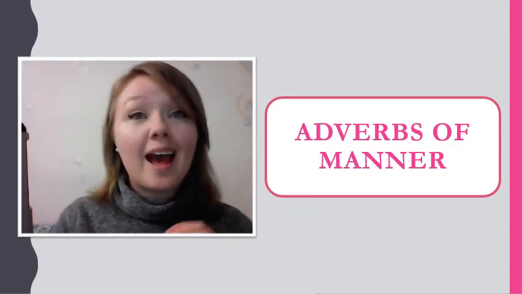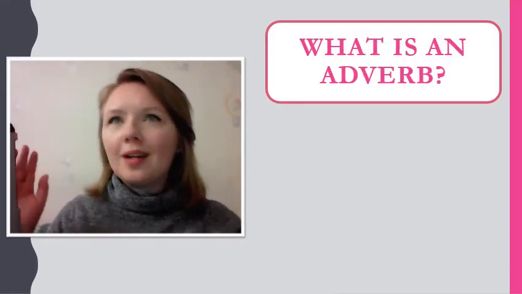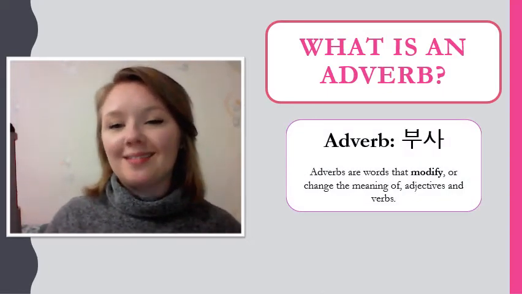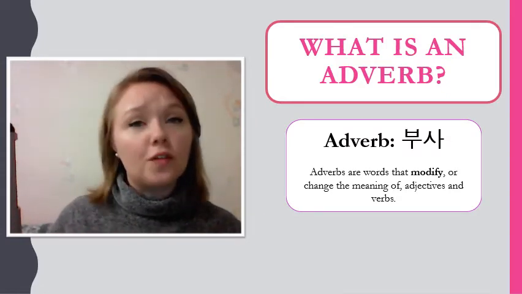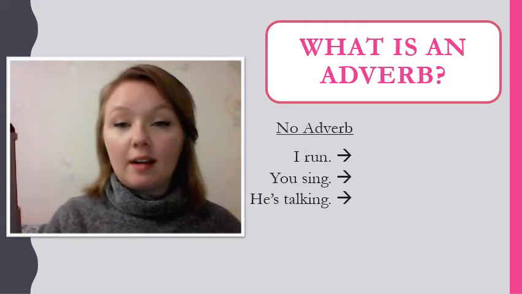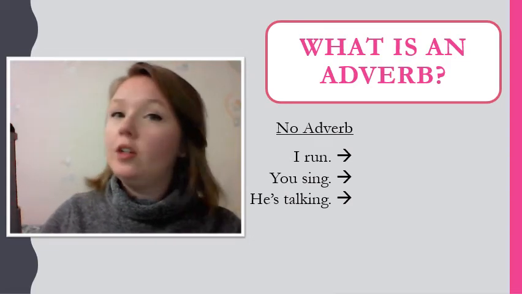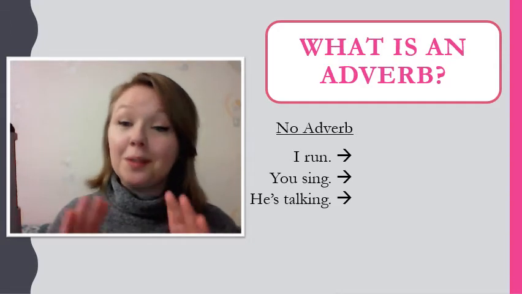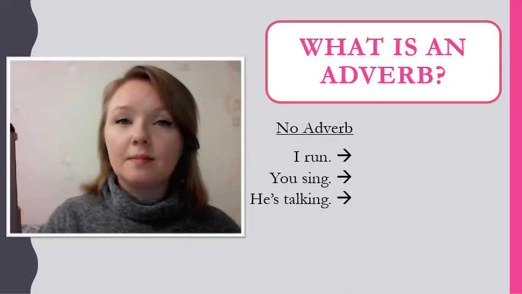So let's review adverbs of manner. Well, first let's answer the question, what is an adverb? What on earth is an adverb? An adverb is busa. They are words that change the meaning of adjectives and other verbs. So let's take a look and review these examples. So here are some sentences that have no adverbs, just subject, verb, subject, verb, subject, be, verb. I run, you sing, he's talking.